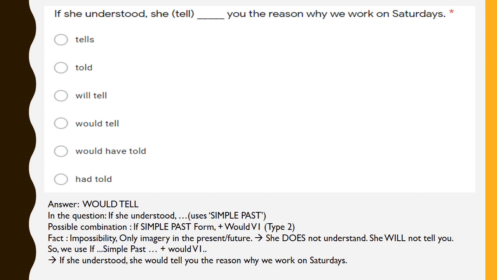Question: If she understood, she tell you the reason why we work on Saturdays. Answer: Would tell. In the question, if she understood, it uses simple past. So the possible combination is if simple past form combined with would verb 1, or type 2. The fact here is an impossibility because it's only imagery in the present or future.